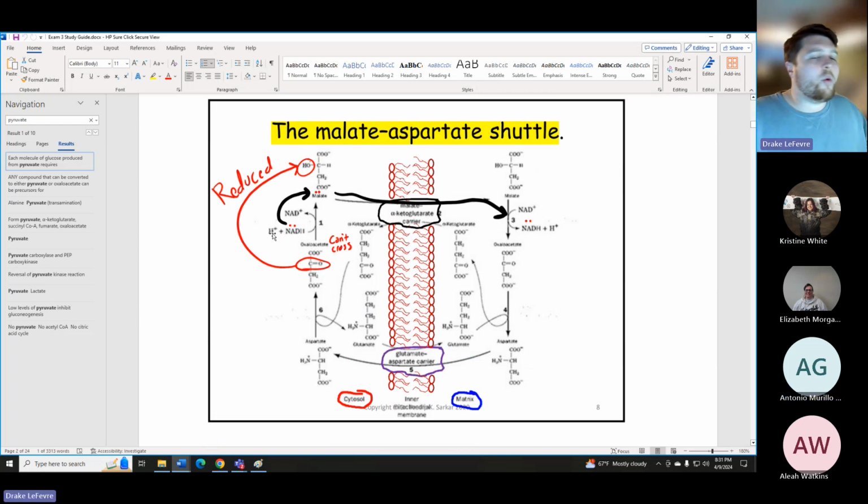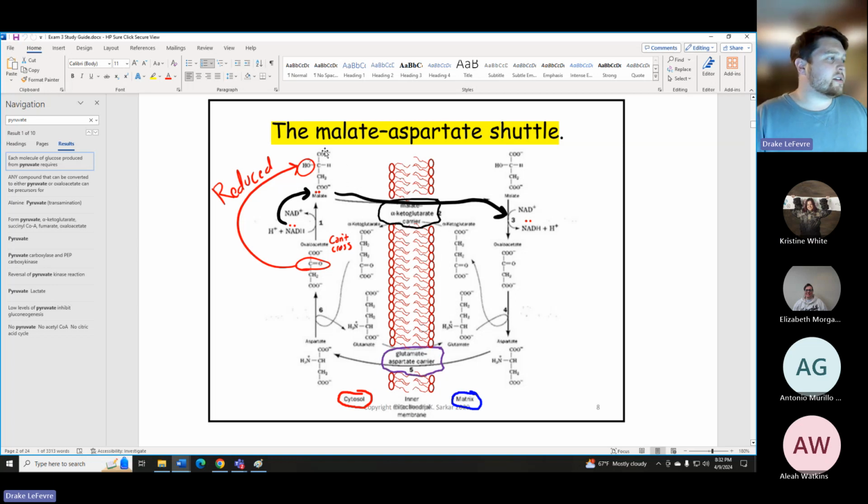And remember, really, what we care about isn't so much the NADH itself. We care about the electrons that the NADH is carrying. Because those electrons within that NADH, where that hydrogen is bonded to the NAD, have a whole bunch of energy, and we want to use that energy to fuel our production of ATP. So we have our malate.